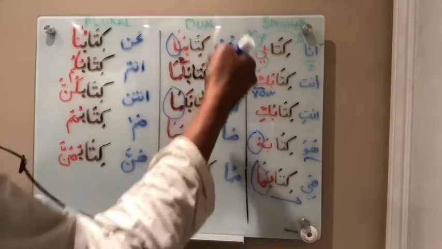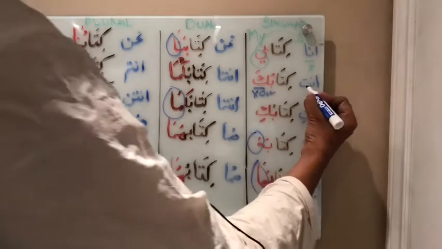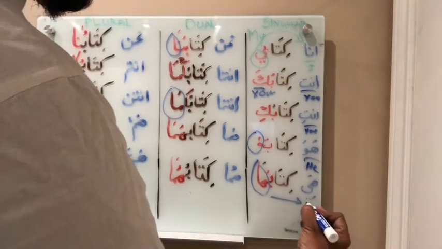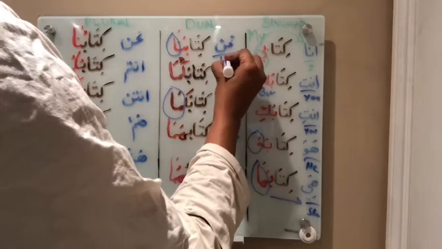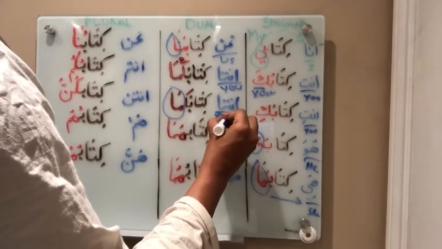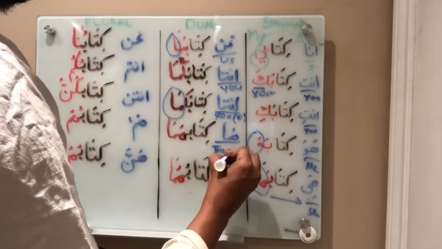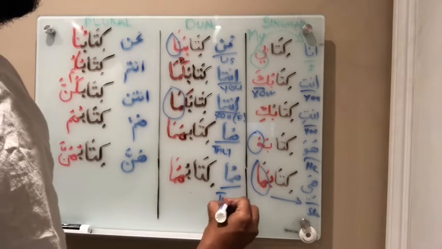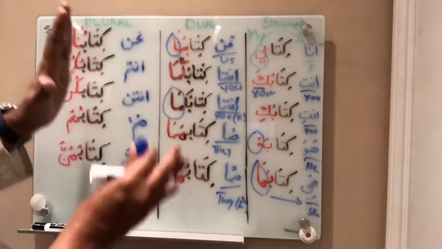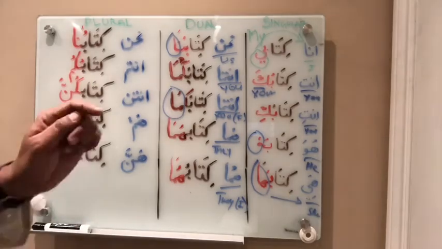So the continuation of this is like this. Ana is I, anta is you, anti is you, but for female, huwa is he, hiya is she, nahnu is us, antuma is you, two people, antuma is you, but female, huma is they, two people, huma they, but female. Okay, so I know it's a big chart, but for now we'll just keep a few examples in mind. I'll let you know which ones.